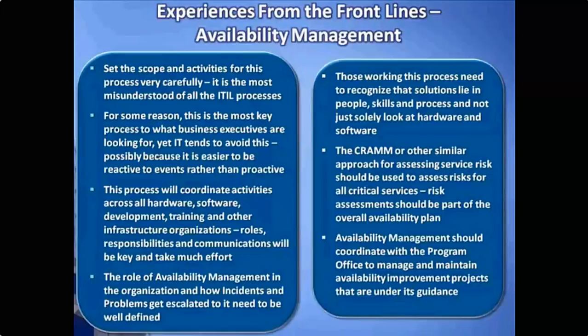Your availability plan will be driven off your risk assessments to basically say these are the projects and activities we plan to undertake, and here are the outcomes of these in terms of the levels of risk that will be mitigated by doing these. And then lastly, your availability management solution should coordinate with the program office to manage and maintain availability improvement projects that are under its guidance. So typically there will be more than one project that relates to activities that availability is working on, and you may want to consider linkage to a project management or program office type of function to make sure these are being executed correctly.